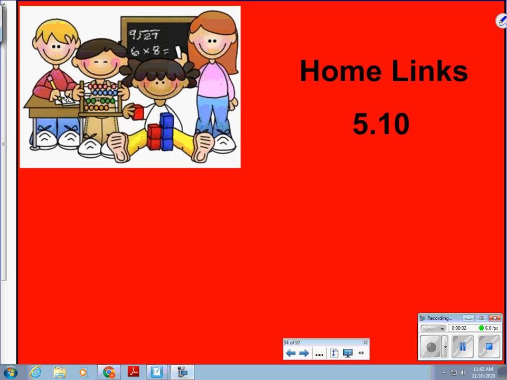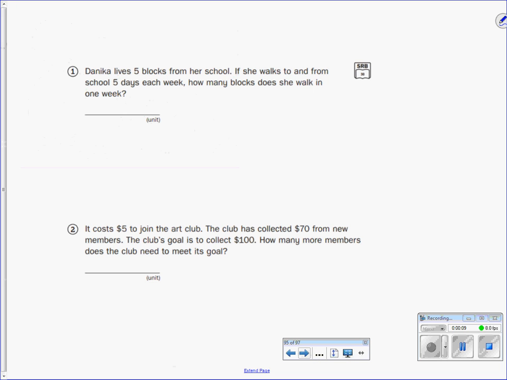Okay, boys and girls, let's start Home Link 5.10. Today in class we worked on challenging number stories. To solve them, we had to make sense of the information. As you're working through these, remember to ask yourself, what information do we know? What information are we trying to find out?